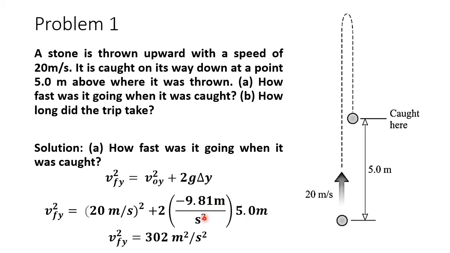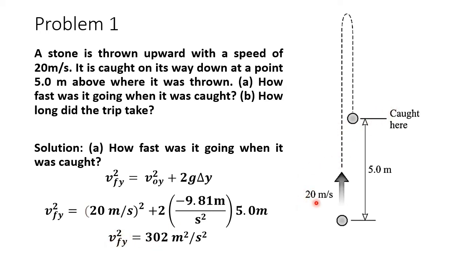9.81 meters per second squared, multiplied by the height y, which is 5 meters where it was caught. So the square of the final velocity where the object was caught at 5 meters high is equal to 302 meters squared per second squared. And this is raised to the power of 2. We move that to the other side, where it becomes a square root, and we will be able to find the actual velocity at which it was caught.